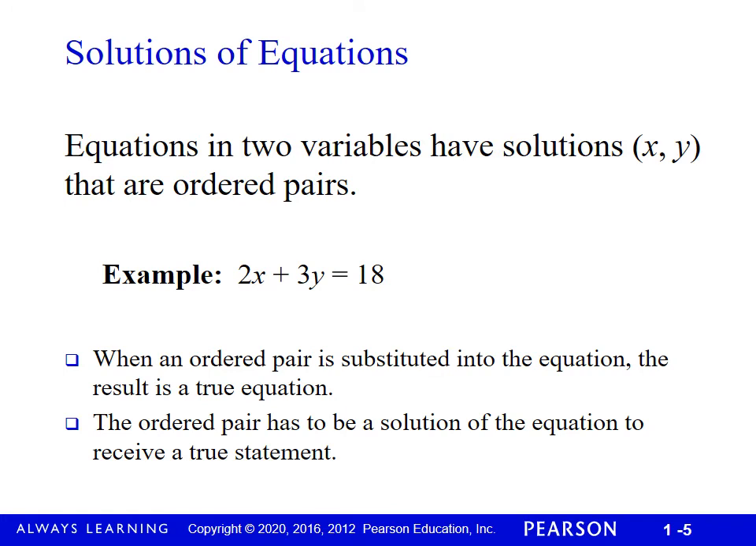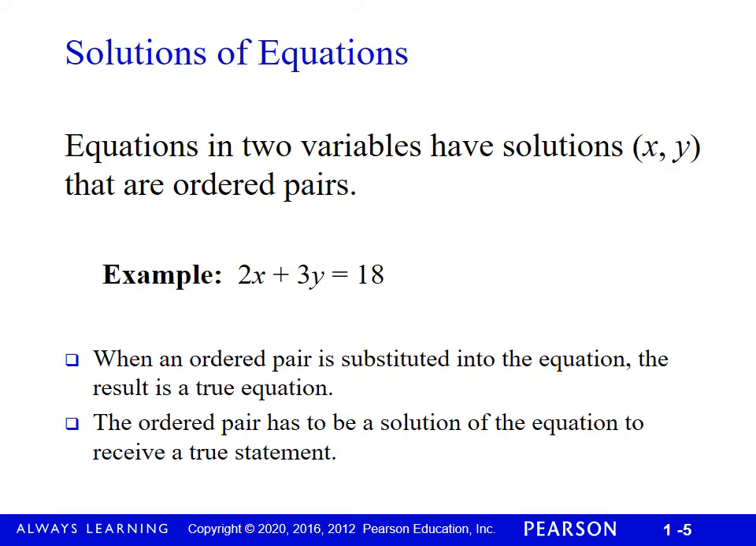We say that equations that have two variables, x and y, have solutions that are ordered pairs. And what that means is, for example, we might put a value in here of (2, 4), x equals 2, or (2, 4). And when we plug in those values, if it is true, then that is a solution of this equation. That ordered pair is a solution, okay?